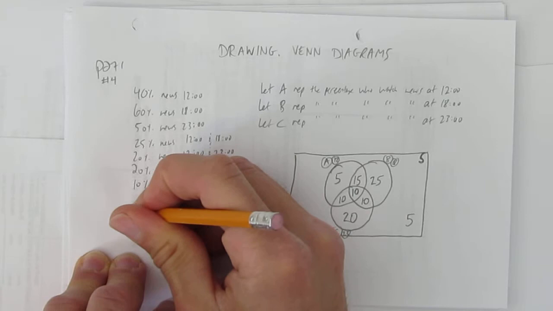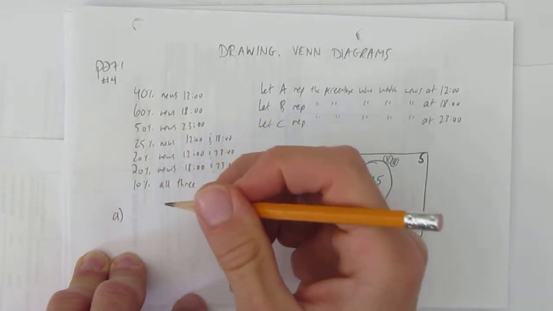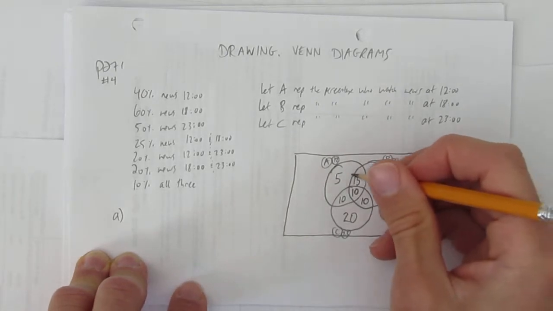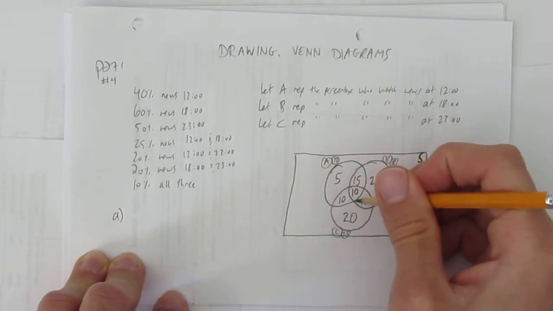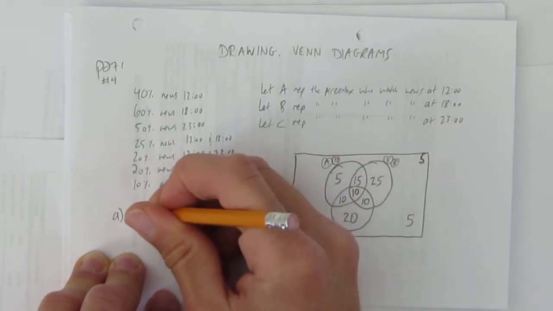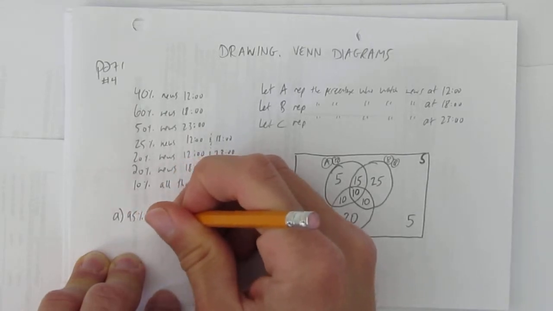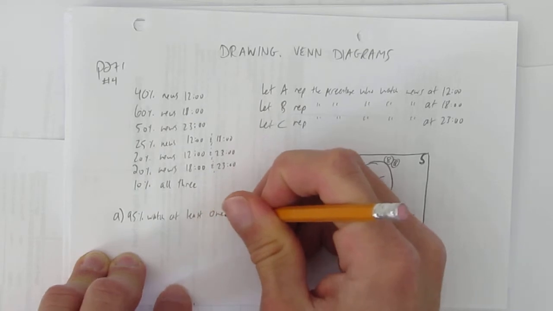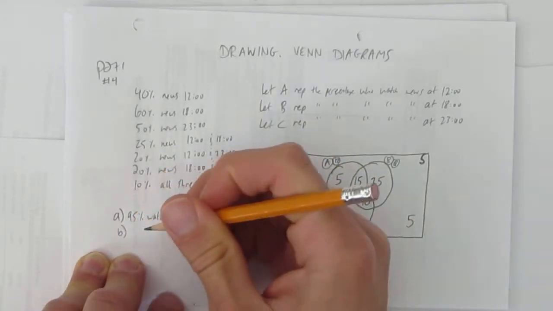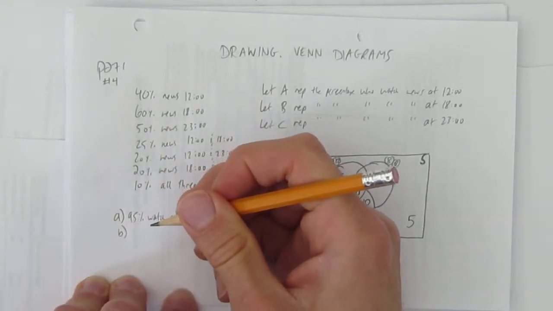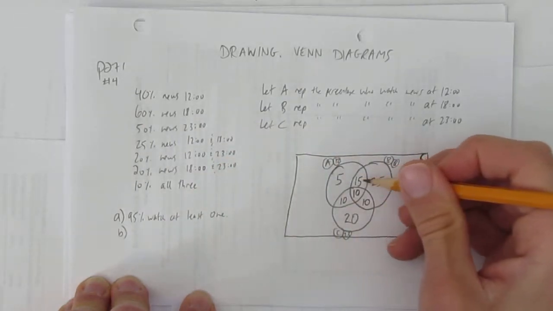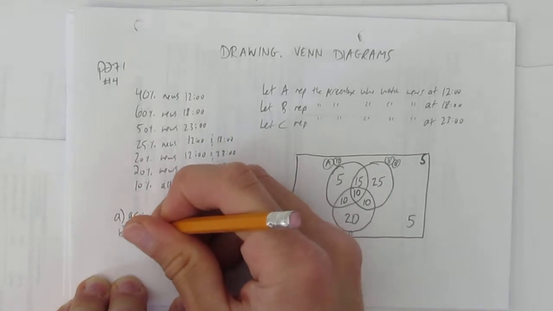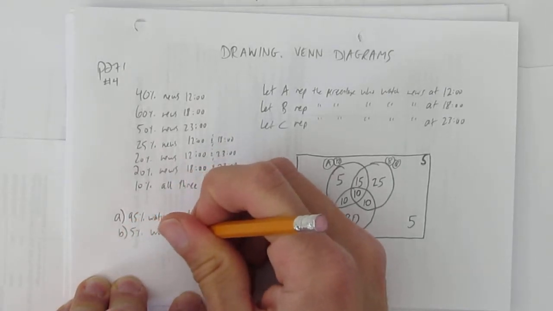Now let's answer the questions. A. What percent of those surveyed watch at least one of the programs? That's add up everything in the middle here. And I just did that. So 95% watch at least one. B. What percent watch none of the news broadcasts? Again, I added up everything inside here and got 95 out of 100%, which means 5% watch none.